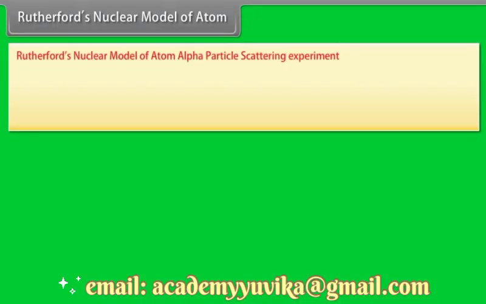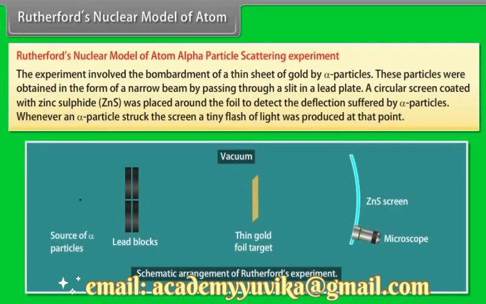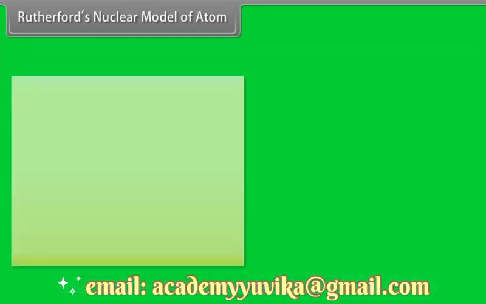Rutherford's nuclear model of atom, alpha particle scattering experiment. The experiment involved the bombardment of a thin sheet of gold by alpha particles. These particles were obtained in the form of a narrow beam by passing through a slit in a lead plate. A circular screen coated with zinc sulfide, ZnS, was placed around the foil to detect the deflection suffered by alpha particles. Whenever an alpha particle struck the screen, a tiny flash of light was produced at that point.